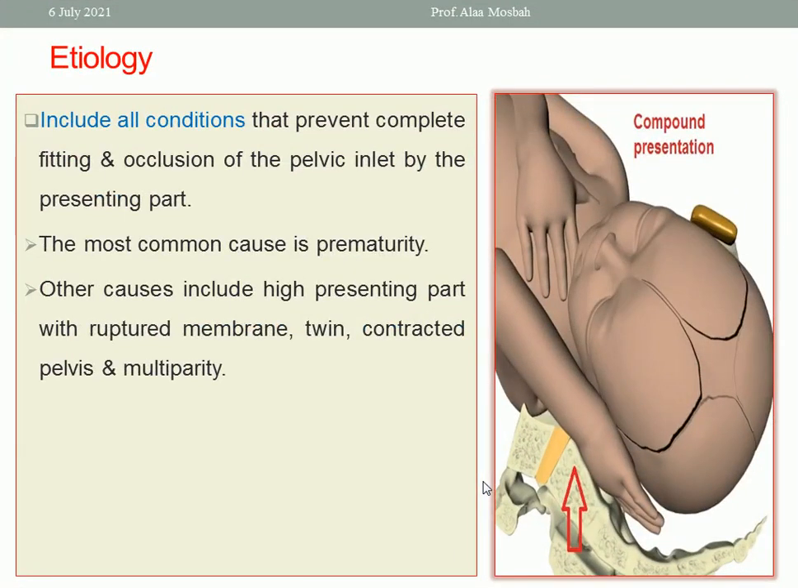What is the etiology? All conditions that prevent complete fitting and occlusion of the pelvic inlet by the presenting part will cause compound presentation. The most common is prematurity. Other causes include high presenting part with ruptured membrane, twin pregnancy, contracted pelvis, and multiparity with laxity of the anterior abdominal wall. As you see here, this is vertex and this is arm beside the head.